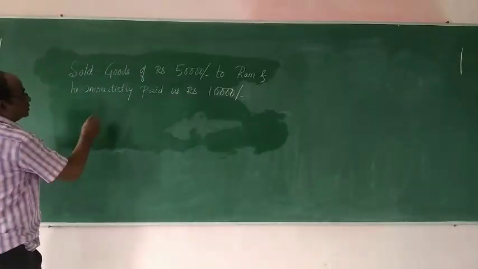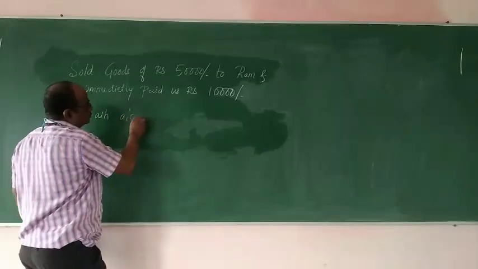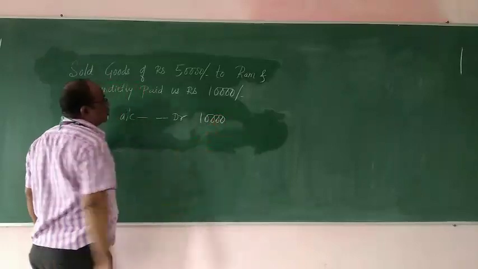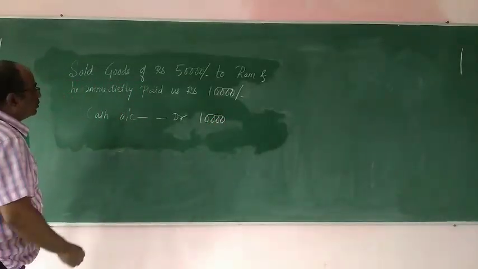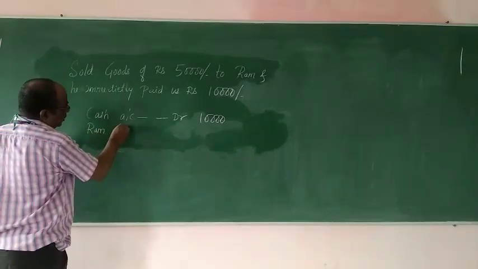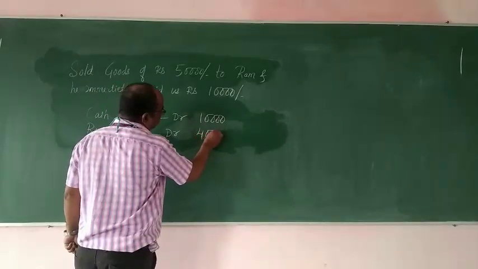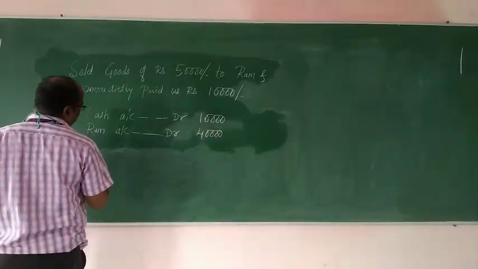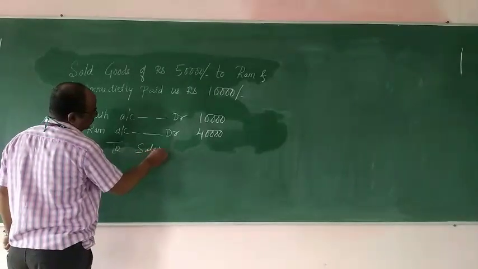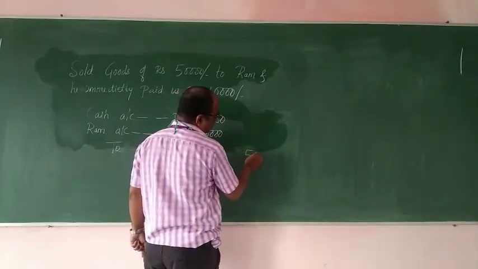So here what happens, first thing is cash is coming in, so cash account debit how much, 10,000. How much cash you have not yet received from Ram, for so much amount, Ram should be debited. Ram account debit how much, 40,000, to sales account. How much, 50,000.